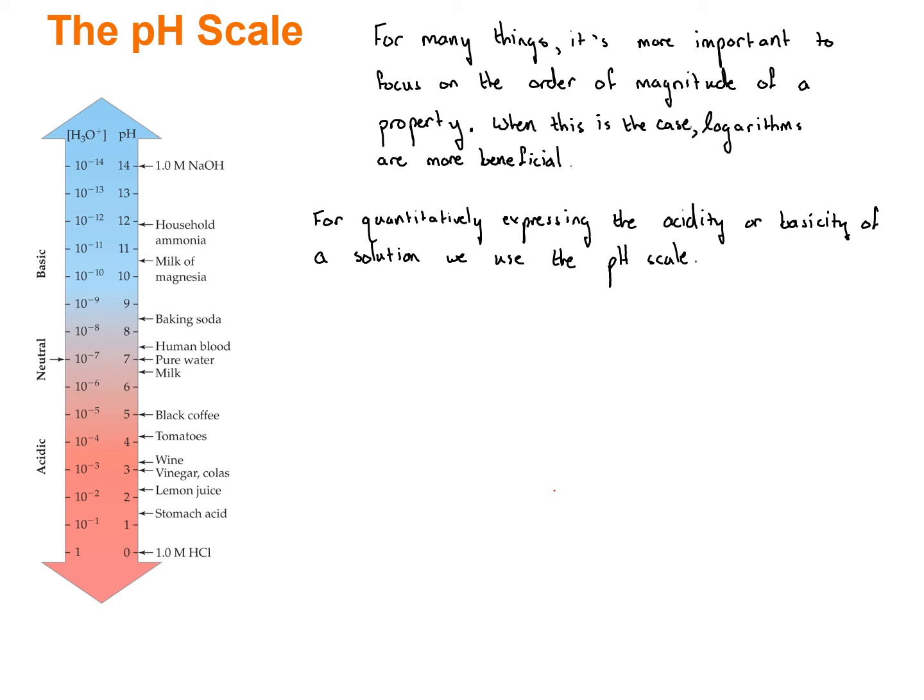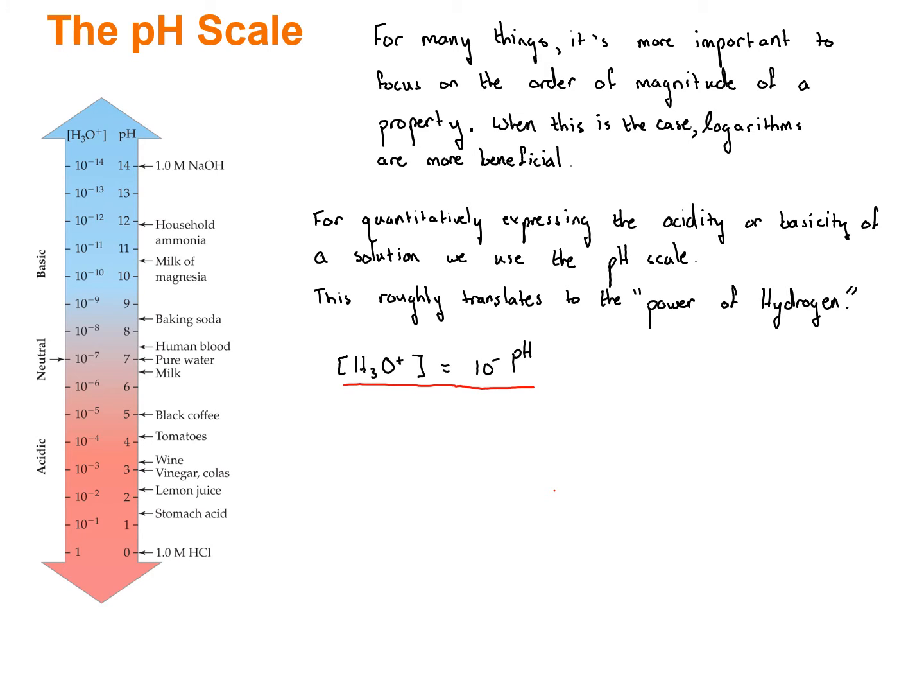We're going to be quantitatively expressing the acidity or basicity of a solution using this pH scale. The name pH roughly translates to the power of hydrogen, okay? And if we look at the quantitative relationship, the hydronium ion concentration is equal to 10 to the minus pH.